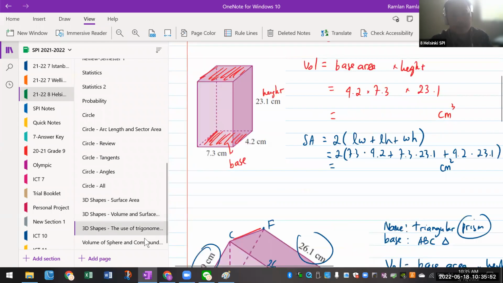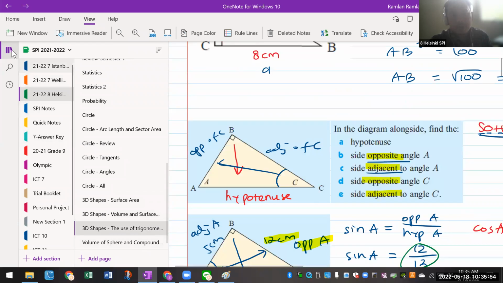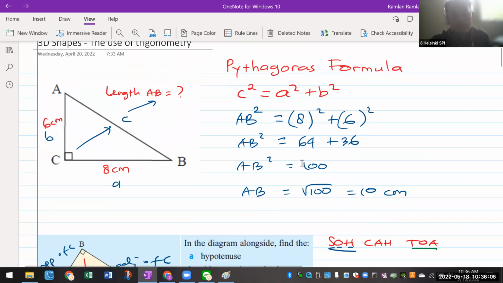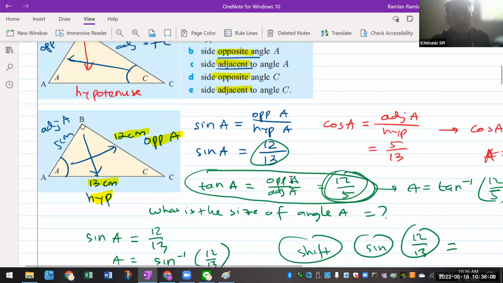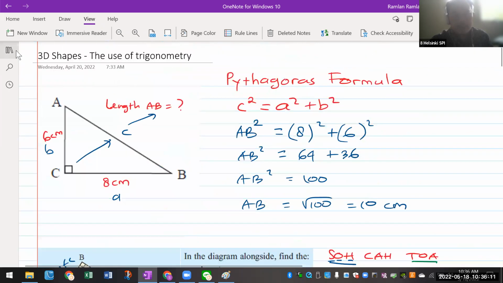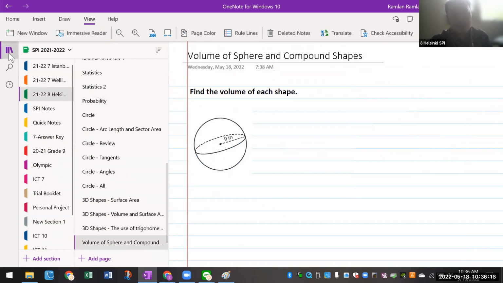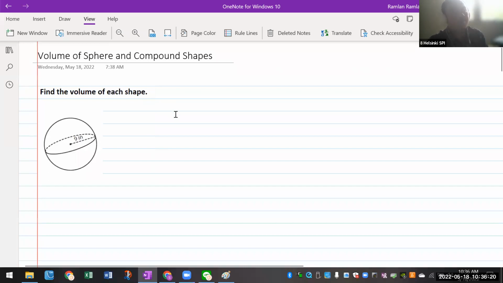The last one that we have learned is the use of trigonometry in determining the volume and surface area of three-dimensional shapes. Okay, enough with this one. There's one more subtopic that we haven't learned before, which is the volume and surface area of spheres, and also compound shapes.